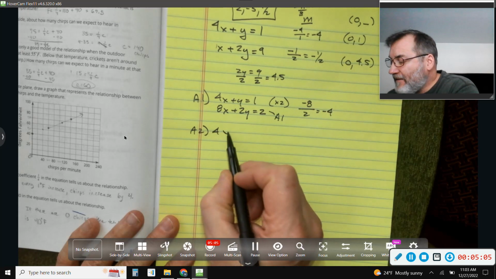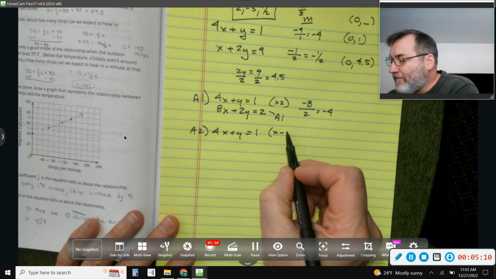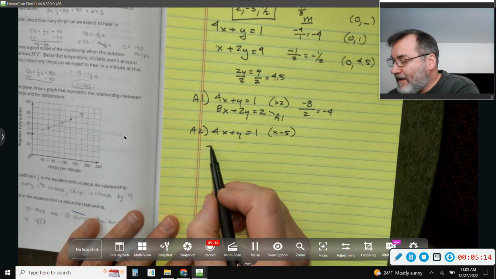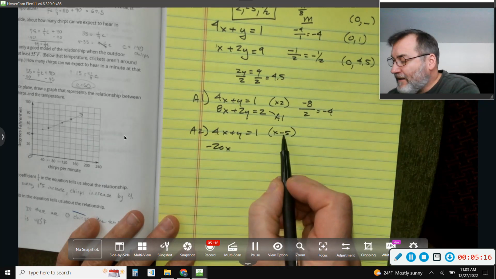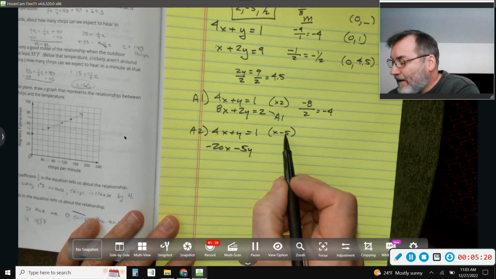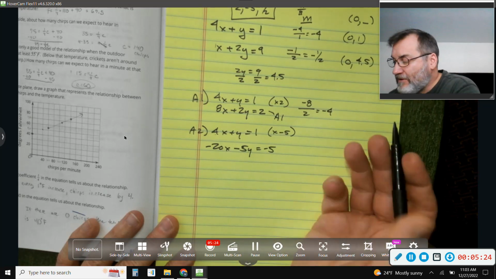So we're going to take that same 4x plus y equals 1. And this time I'm going to multiply everything by a negative 5. So 4 times a negative 5 is a negative 20x. Negative 5 times a 1 is minus 5y. And negative 5 times 1 is a negative 5. Let's go through this again.